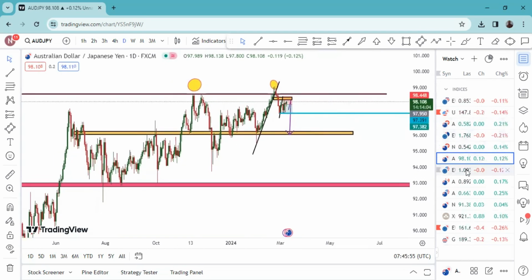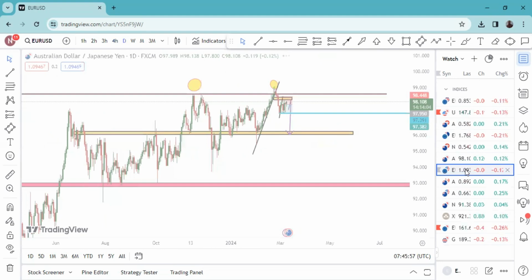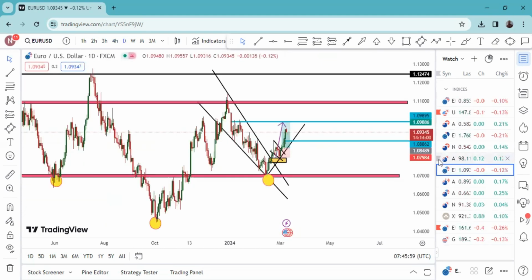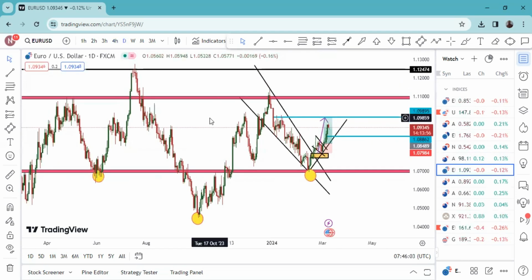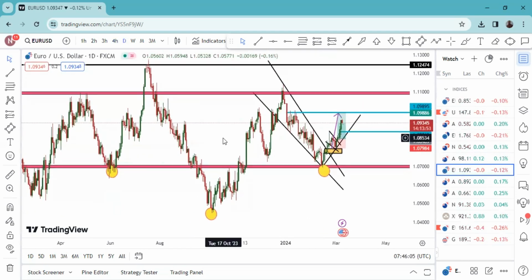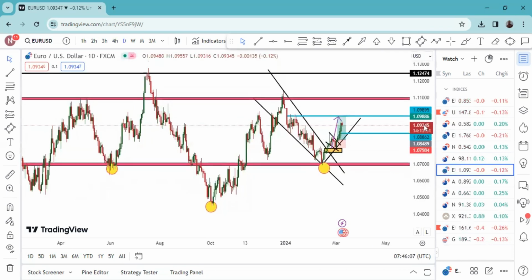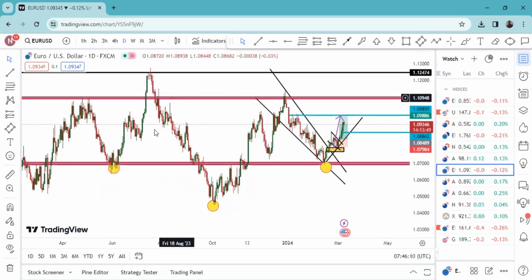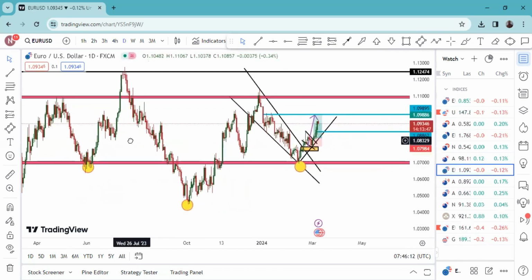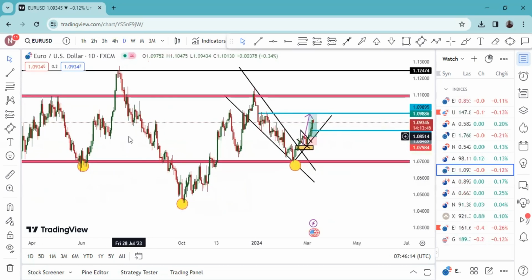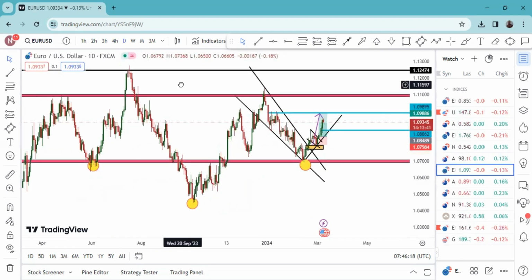So the next pair is Euro USD. Euro USD gave me a good profit also. I posted these things on my Telegram and also on my Instagram. So if you can see clearly, this market has formed some kind of a pattern.